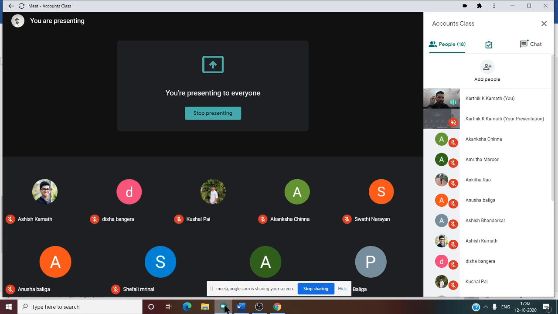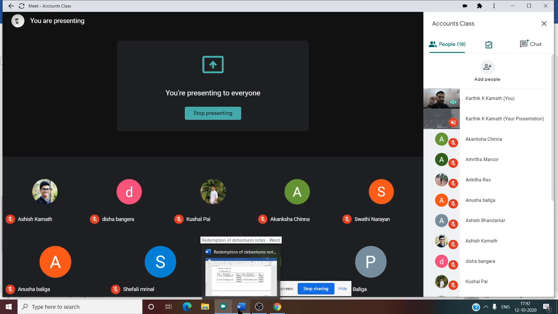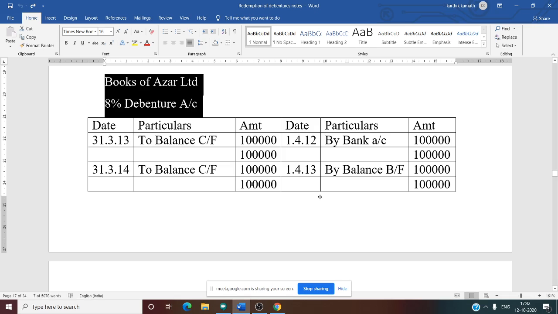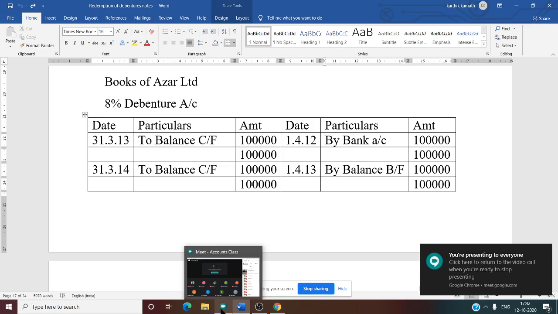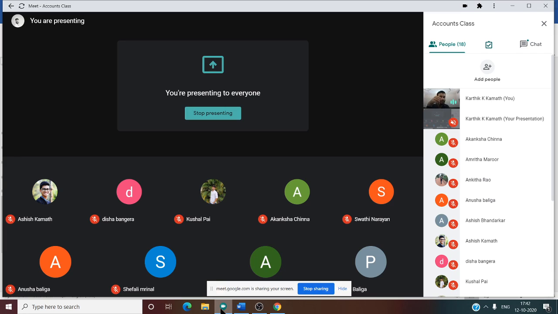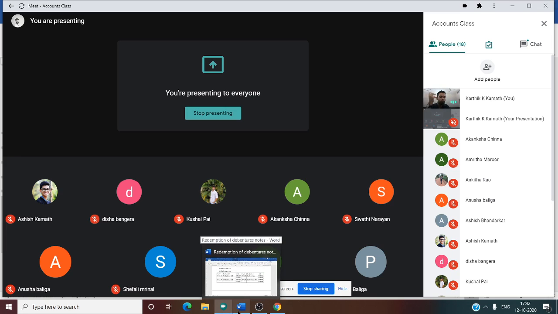What you need to remember while preparing 8% debenture account is two things. One is issue. What is the journal entry for issue? Bank account debit to debenture account. That is why we have written by bank at the beginning of the year. And payment entry, what is it? Debenture account debit to debenture holder account. Why that entry? Because debentures are given to debenture holders. That means in debenture account balance is reducing and balance increases in debenture holder account.